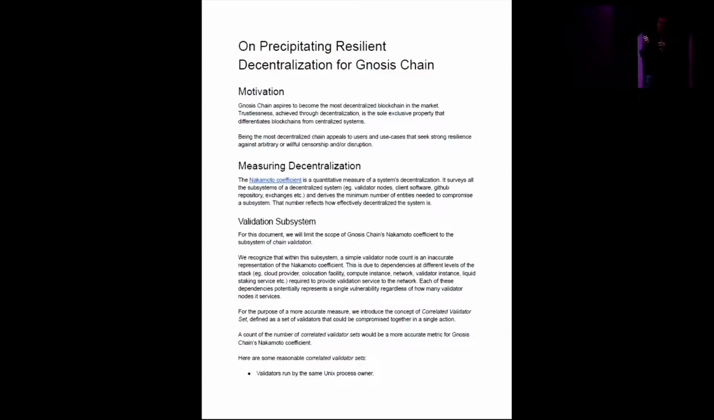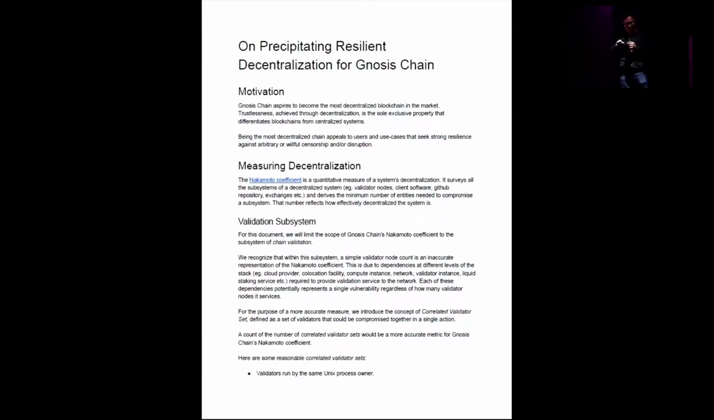And you take the minimum number of entities needed to co-opt or compromise the network, and that number is the Nakamoto coefficient, right? So very easily, if you think about an adversary or a natural failure, what's the minimum number of things that would fail that would have your network or your decentralized system not work anymore? So that's the Nakamoto coefficient.